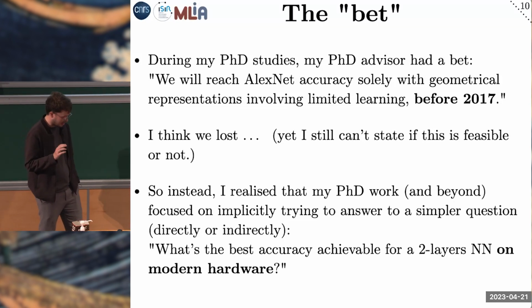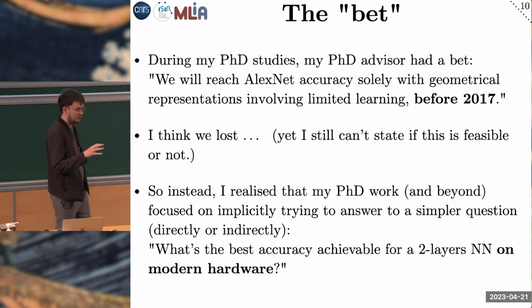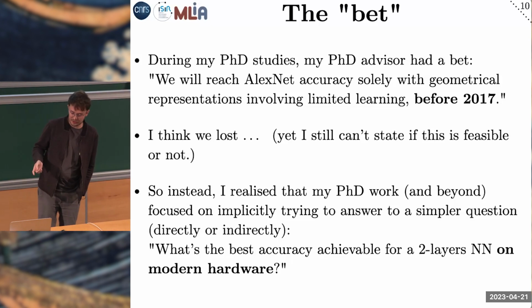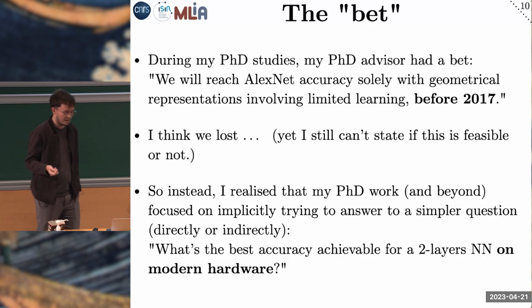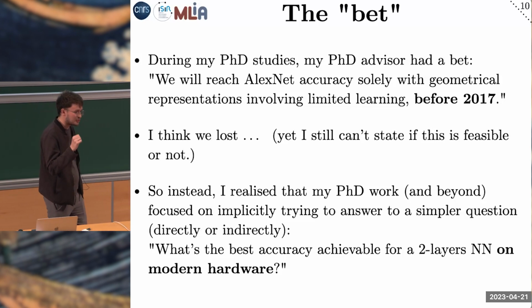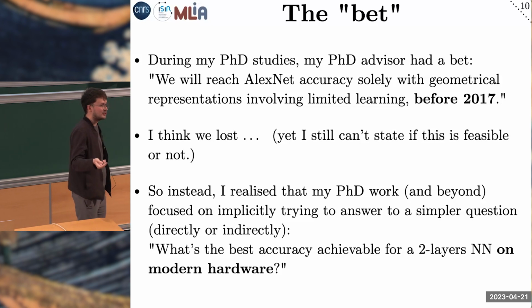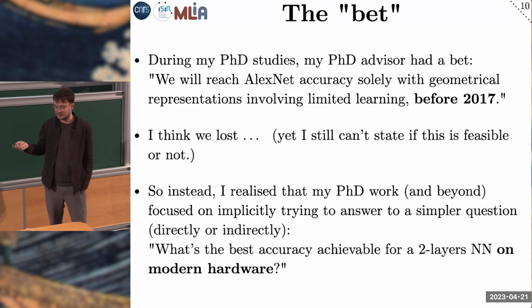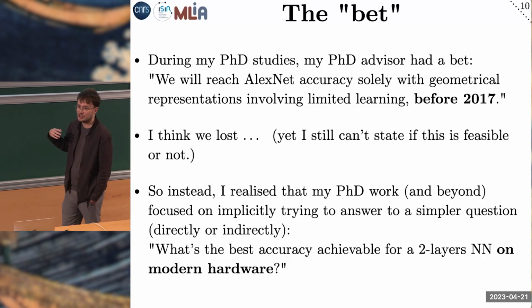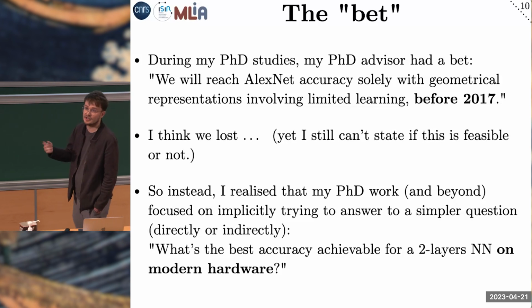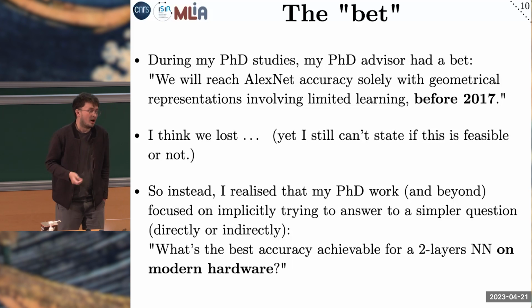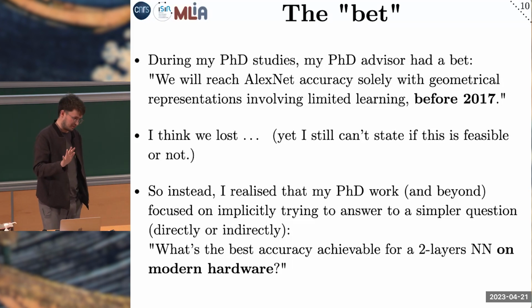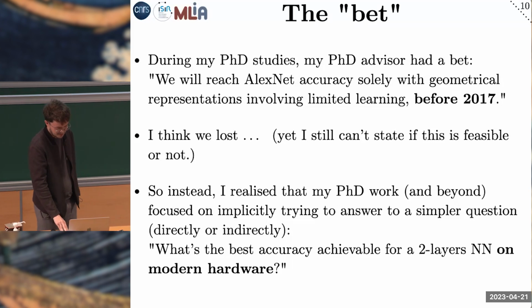However, after a couple of years and looking more carefully at some works that I did or that could have been done indirectly, I have the impression that we tried to solve this question: what is the best accuracy that you could get from a shallow architecture? What I mean here is simply a 2-layer neural network on modern hardware. That's one of the constraints.